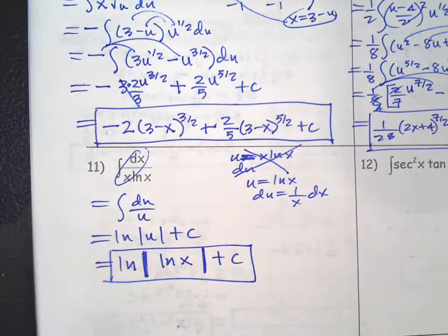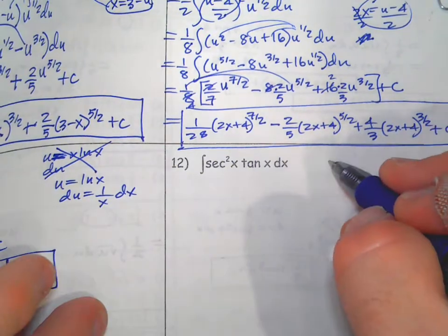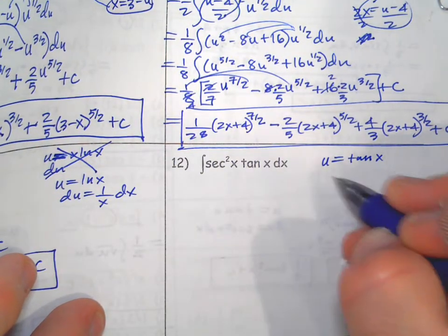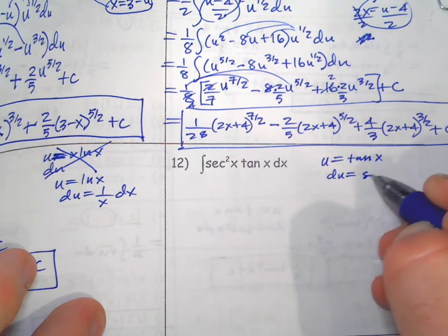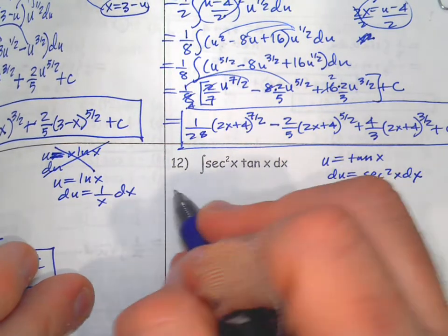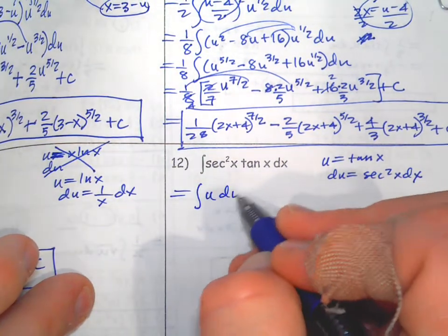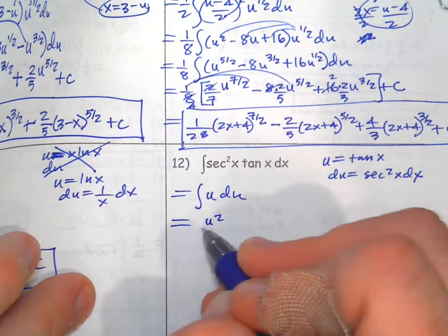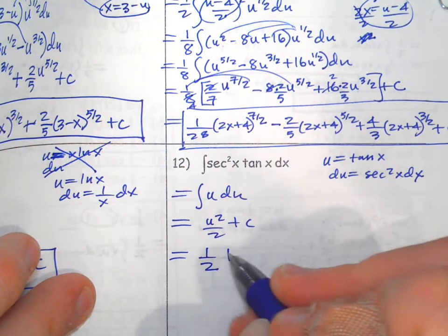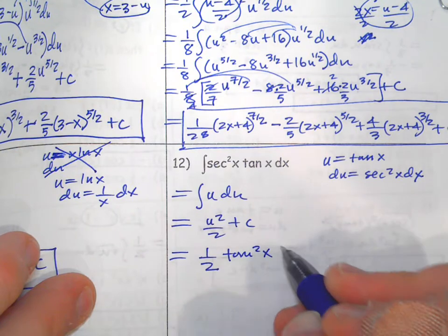Okay, next one, I think u could be tangent x. du is secant squared x dx. So that's going to be u du. u squared over 2 plus c. 1/2 tangent squared x plus c.